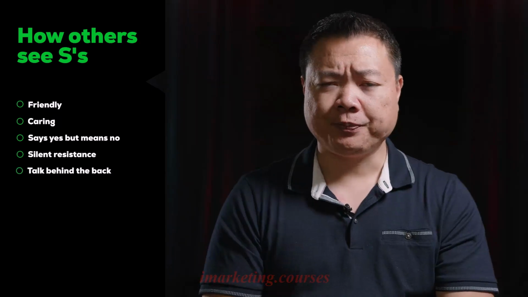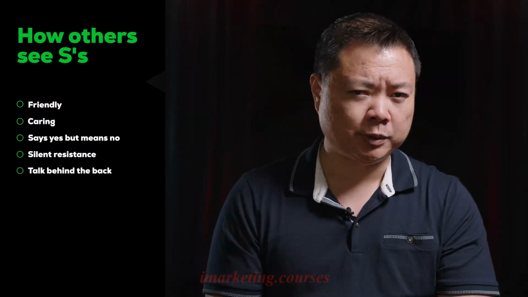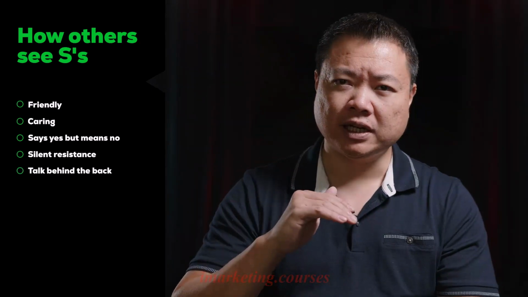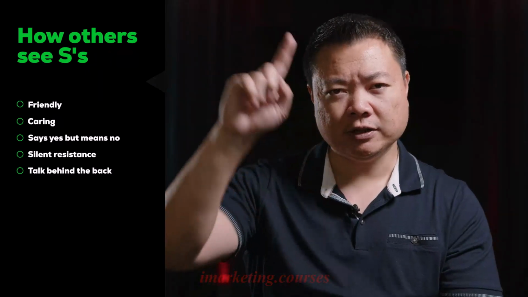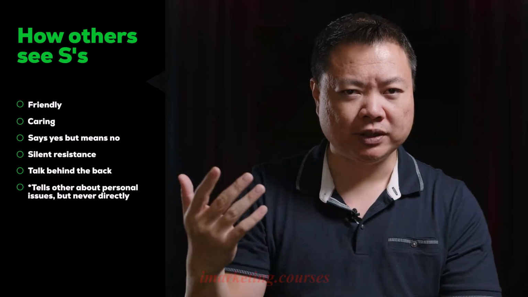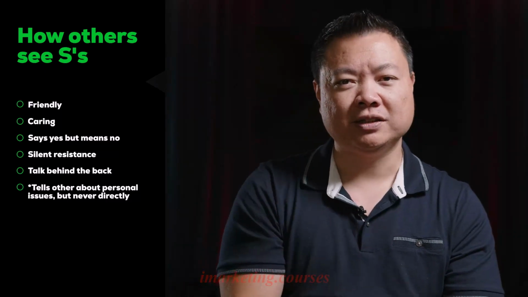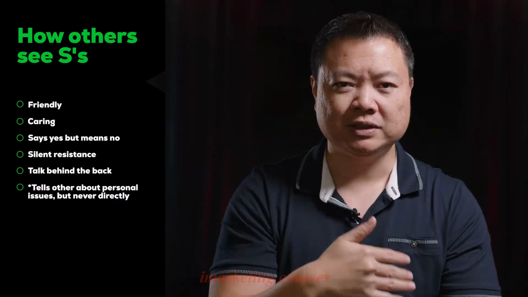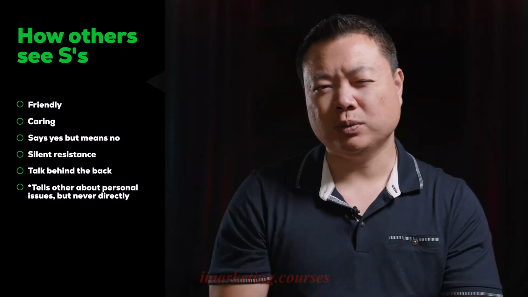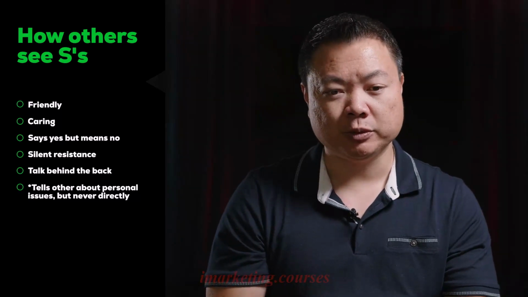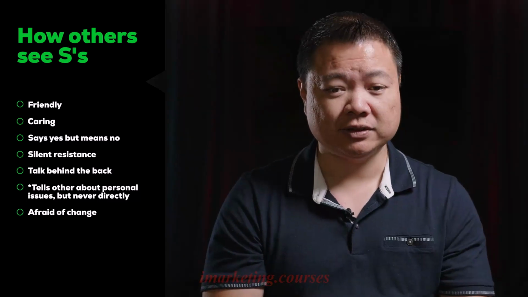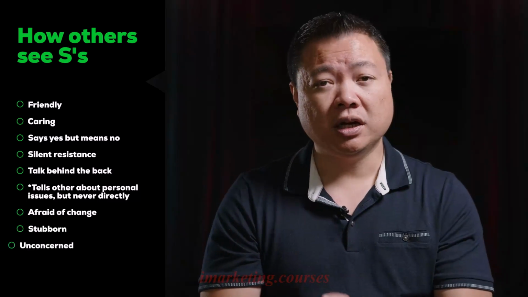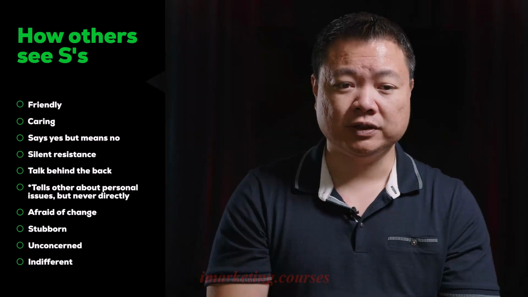They also have a reputation of talking behind other people's backs, but I want to put this in context here, right? They're afraid of conflict. And so they won't tell the person that they have a conflict with what's wrong. So they'll tell a friend, and you know how it works. You tell one person, everybody knows. But that's the reason why S's have a reputation of talking behind other people's backs. They're afraid of change. Why are we changing things? They can be stubborn, unconcerned, and indifferent.